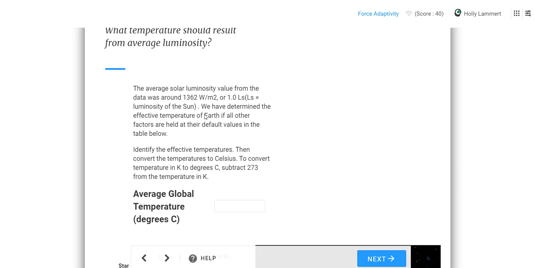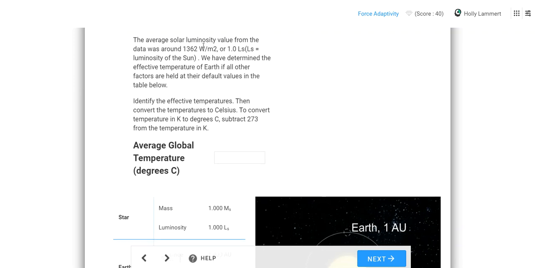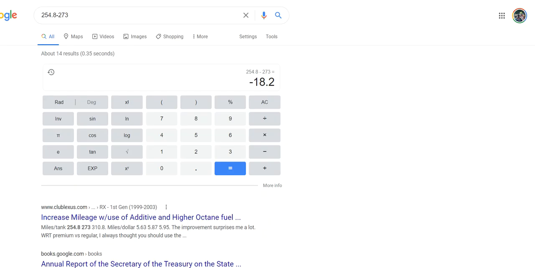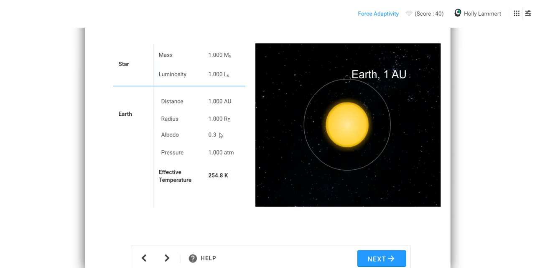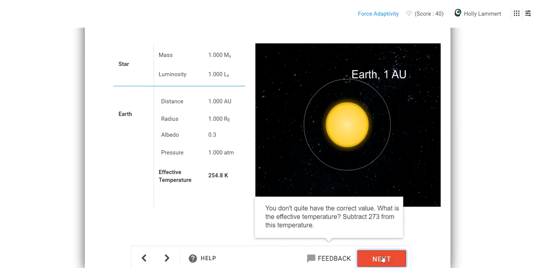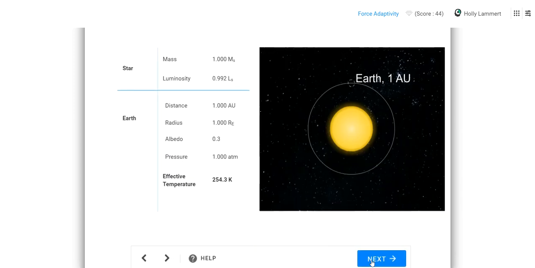Average luminosity: what temperature should result from average luminosity? The average solar luminosity value from the data was around 1362, or 1 LS, which is another measurement for luminosity of the sun. We have determined the effective temperature of Earth if all other factors are held at their default value in the table below. Of negative 18.2. Oops. Okay, remember the negative 18.2, so that's the average.